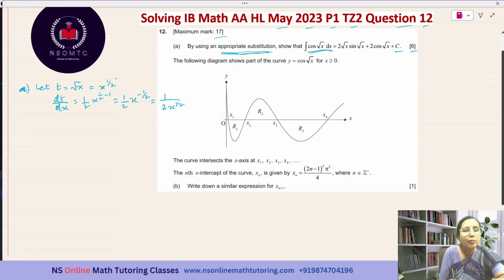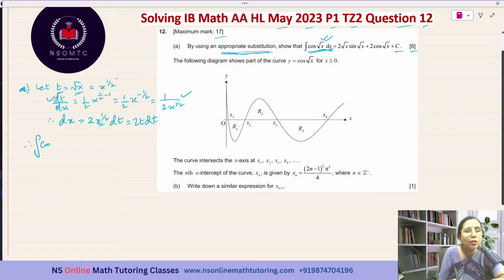Therefore, wherever we have x, I have to substitute for root x and I have to substitute for dx. So dx will be equal to 2 times x to the power of half dt, because dt over dx is equal to 1 over 2 times x to the power of half. And what is x to the power of half? It is root x, which is equal to t. So this is equal to 2t dt.